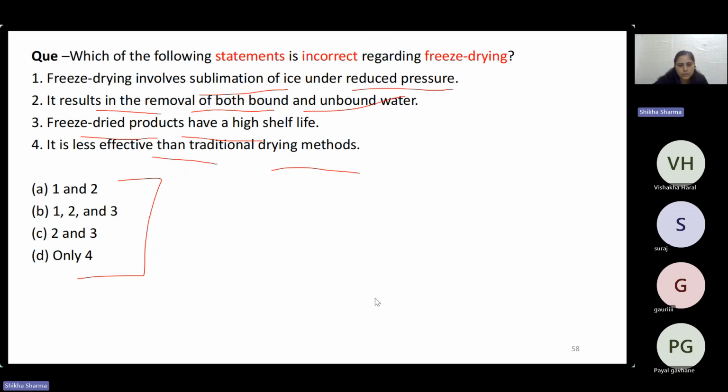So we get the fourth. Vishakha is saying fourth. Okay, let's see. Only four. She's correct.